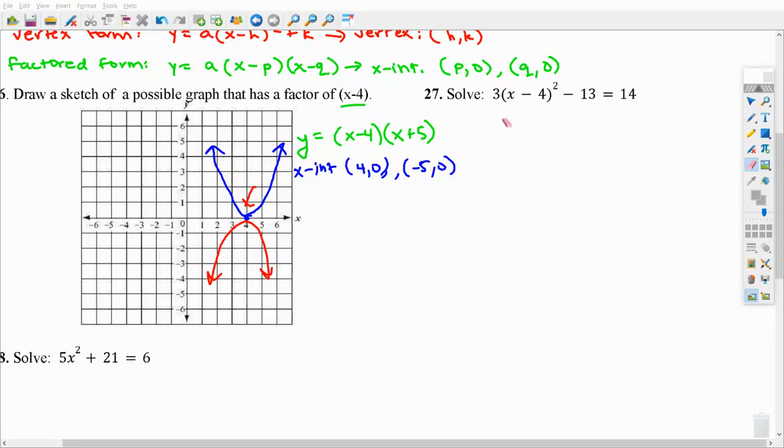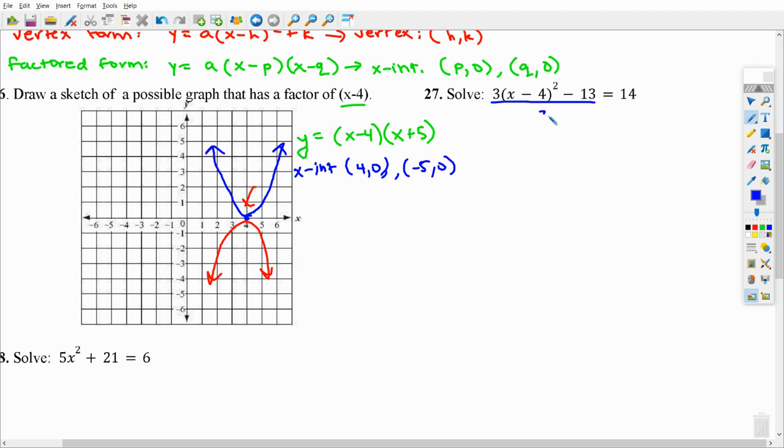For number 27, it says to solve here, and you're given this whole thing: 3 times (x minus 4) all squared, minus 13 equals 14. So for me, what I see, I'm going to try to get x alone, and I see that I only have really that one x. So I'm going to try to get rid of anything that I can.